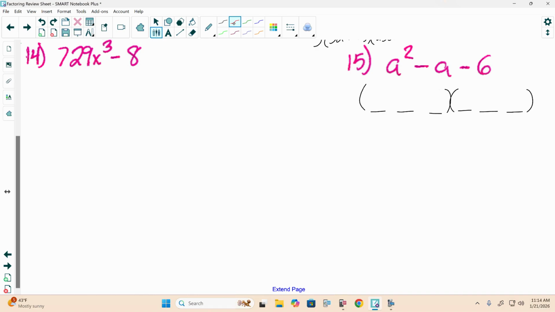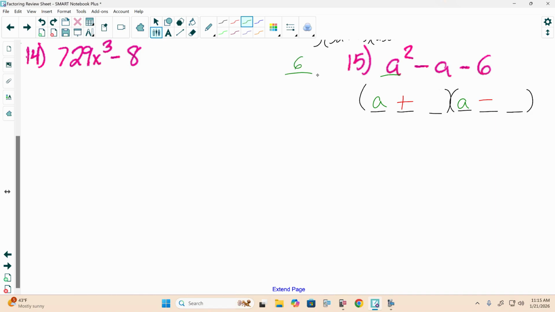Third term. If the third term is positive, the signs are the same and match the sign of the middle term. Here, the third term is negative. If the third term is negative, the signs are opposite. One's plus, one's minus. Factors of a squared are? Well, it's just a and a, yes? Only set of factors we have.